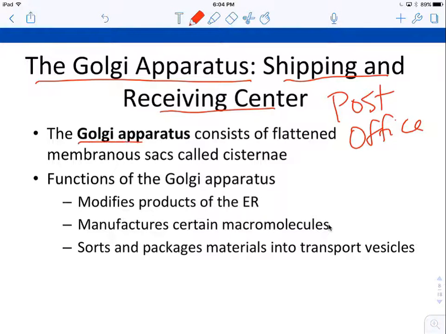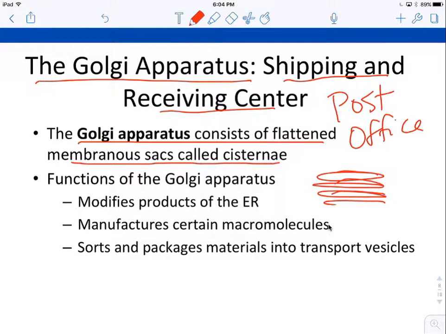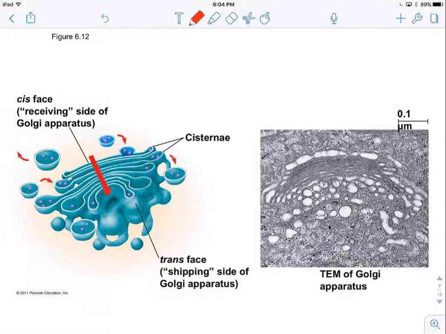The Golgi apparatus consists of flattened membranous sacs called cisternae, and it basically looks like a stack of pancakes. You'll see in a minute. Functions of the Golgi apparatus: it receives products from the ER and modifies them. It can manufacture some macromolecules, but mostly it lets other people do that. It sorts out the materials it receives, packages them into transport vesicles, and ships them out to where they need to go. So it's a post office. Here's a picture of the Golgi apparatus. You see, it's like this flat stack of pancakes.